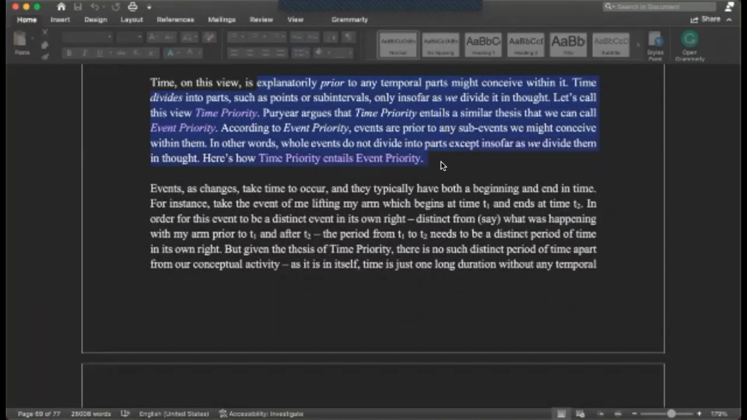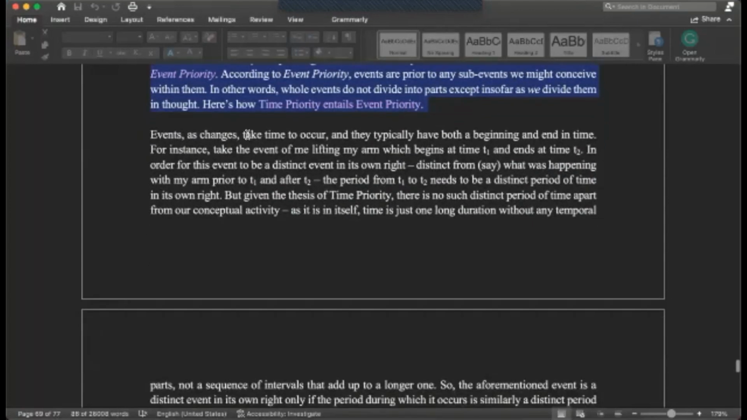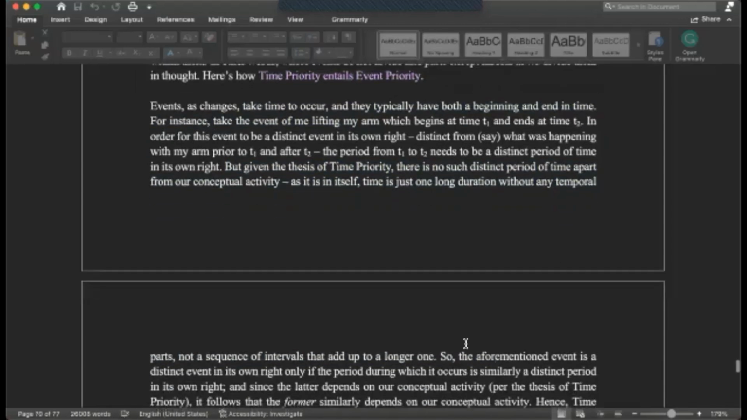Here's how time priority entails event priority. Events, as changes, take time to occur, and they typically have both a beginning and end in time. For instance, take the event of me lifting my arm, which begins at time t1 and ends at time t2. In order for this event to be a distinct event in its own right, distinct from, say, what was happening with my arm prior to t1 and after t2, the period from t1 to t2 needs to be a distinct period of time in its own right. But given the thesis of time priority, there is no such distinct period of time apart from our conceptual activity. As it is in itself, time is just one long duration without any temporal parts, not a sequence of intervals that add up to a longer one.